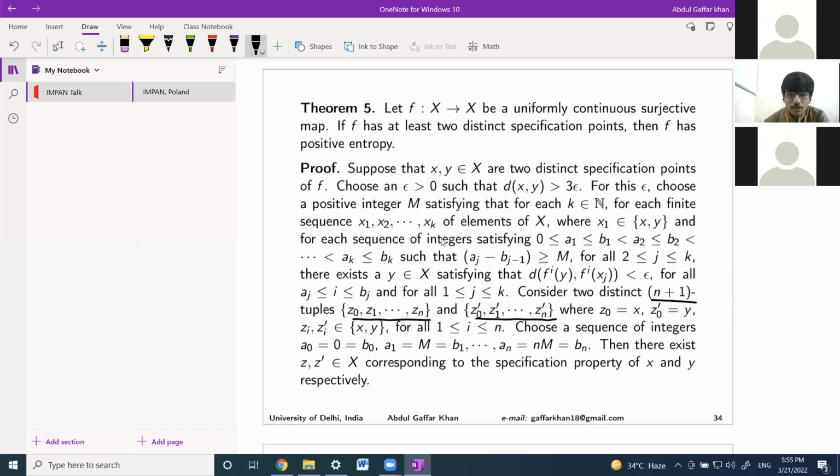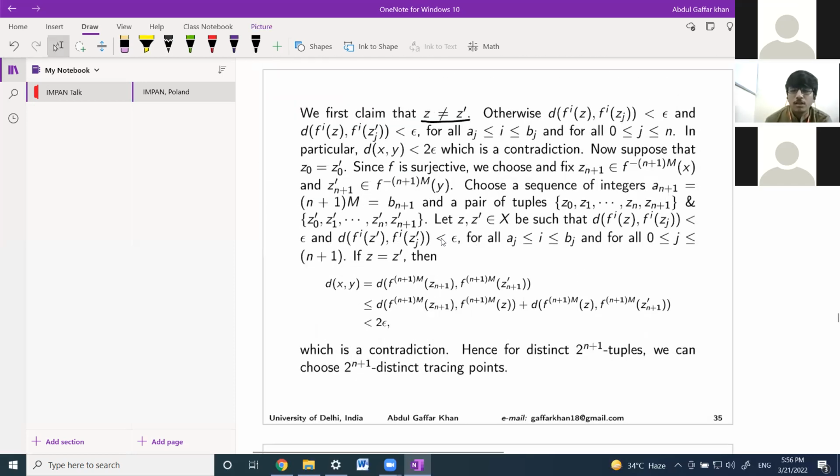The sequence is nothing but a0 is 0, and these are multiples of m, so b1 is m, and so on. We will observe that if the tracing points are the same, then this will hold because the orbits are tracing piecewise orbits. So the distance between the xi is less than 2 epsilon, which is a contradiction. Similarly, suppose that z0 is z0'. This equality is justified using the observation that z0 is not z0'.